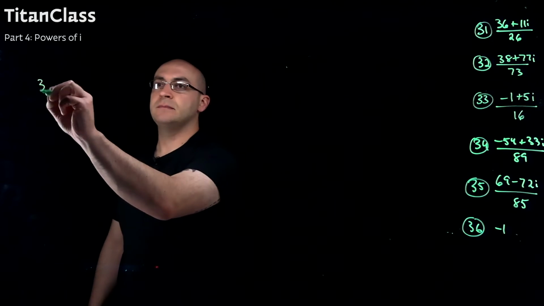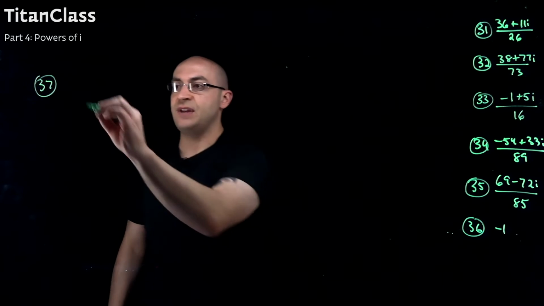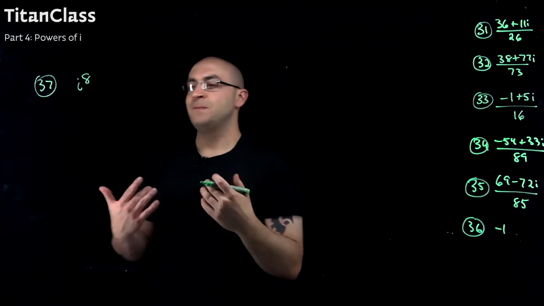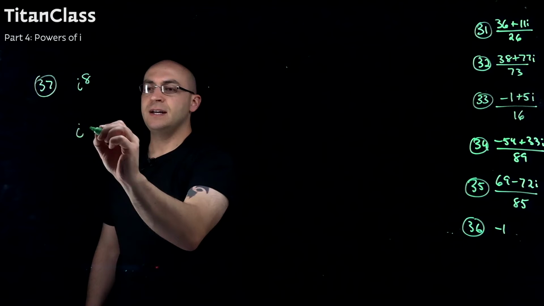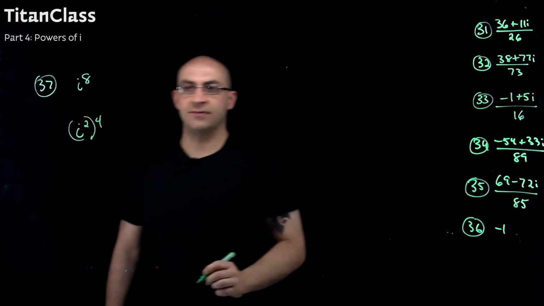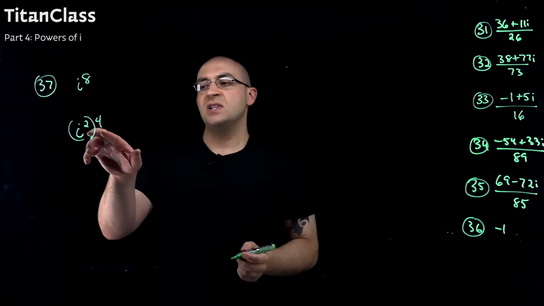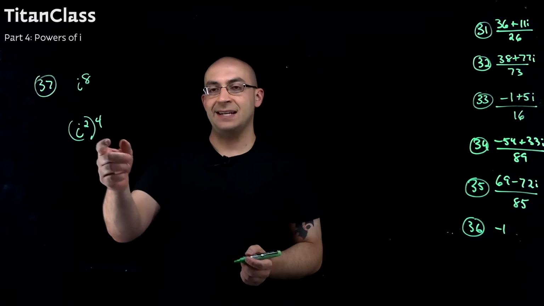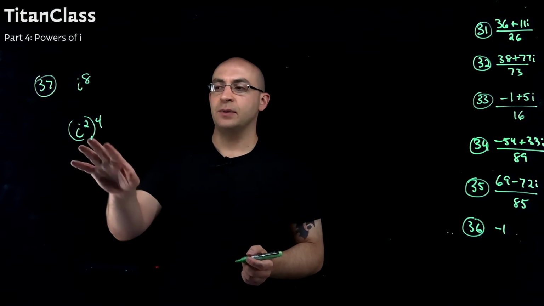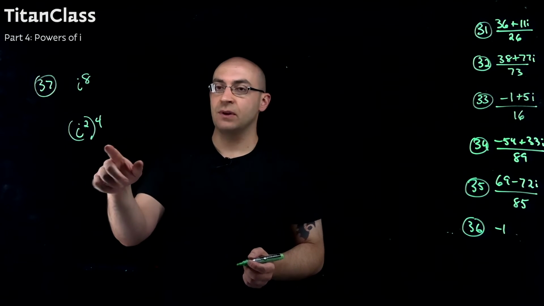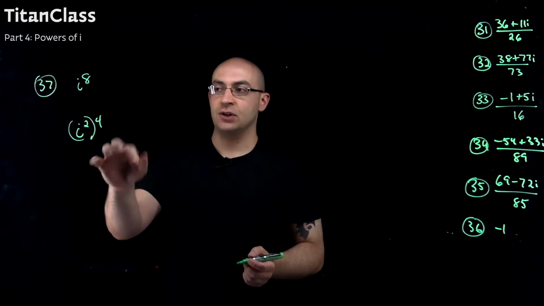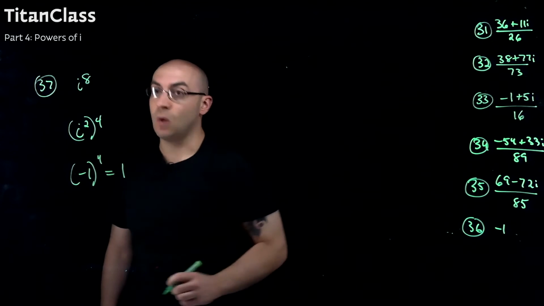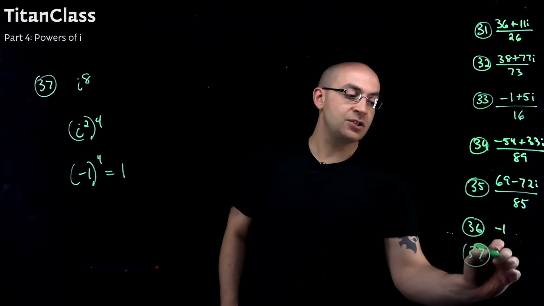So 37. I don't know how this is going to work, so let's see. i to the 8th. This is one of those sets of 4 that we talked about in another video, but it's not really going to make much difference for us. This is i squared to the 4th, and this is called the power rule in exponents, where 2 times 4 is 8. If we were adding them together it'd be a little different, but because we have parentheses and we're raising it to another power, it is multiplicative in nature. So we can rewrite it like this: negative 1 to the 4th power, which is just 1. So 37 is just 1.